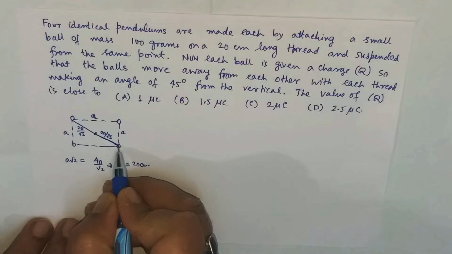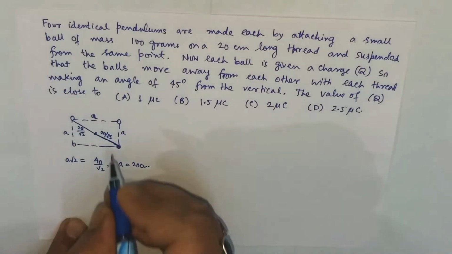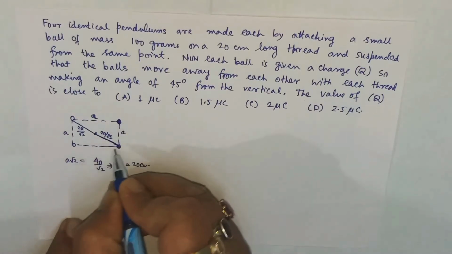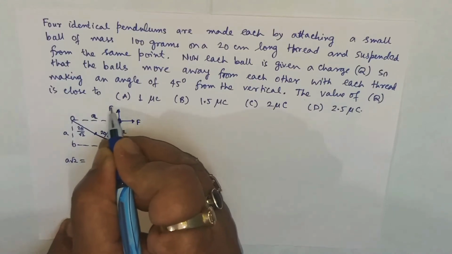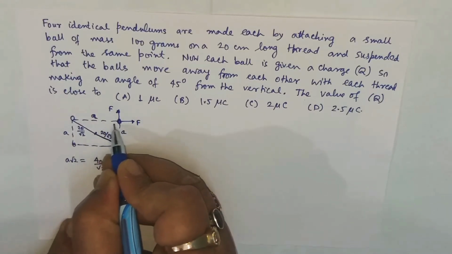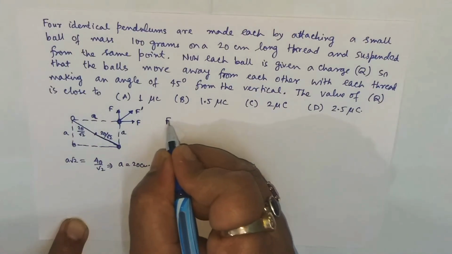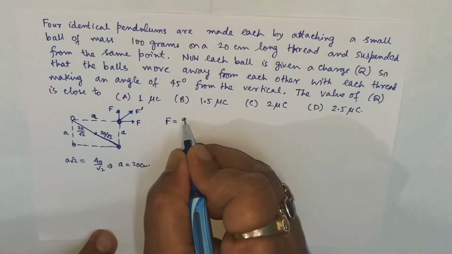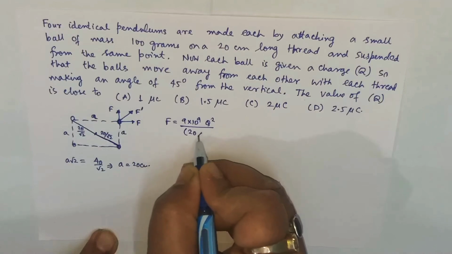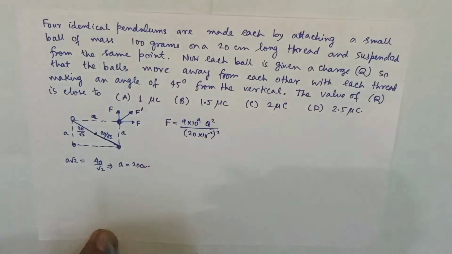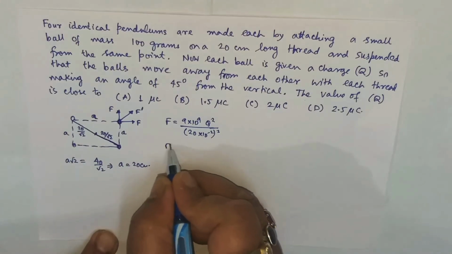Now let us consider the force diagram of any one of the balls. So let's say this particular ball is being repelled by these two. So these are the forces F and F, and it is also being repelled by this ball which is diagonally opposite. So this is F dash. Now what is F? F will be K, which is 9 into 10 to the power 9, q into q divided by 20 into 10 to the power minus 2 whole square. Please be careful about using the units. 20 is in centimeters.